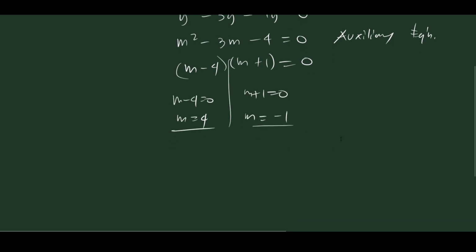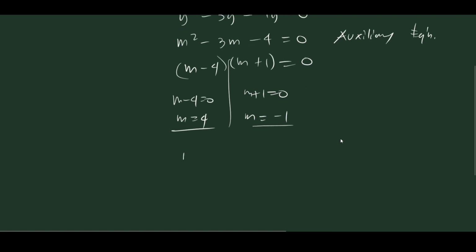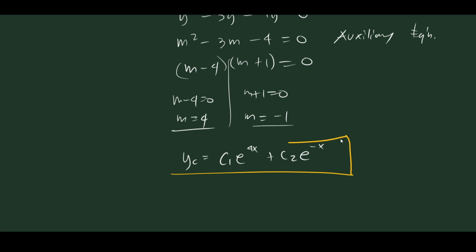Now, given these values of m, these are two distinct roots, right? So this is the case 1 of the auxiliary equation method. So our yc is equal to c1 e raised to 4x, right? And then plus c2 e raised to negative x. Okay, so if you forgot about this, you can review the video on the case 1 of the auxiliary equation method. Okay, so now that we have our yc, we can set it aside first.